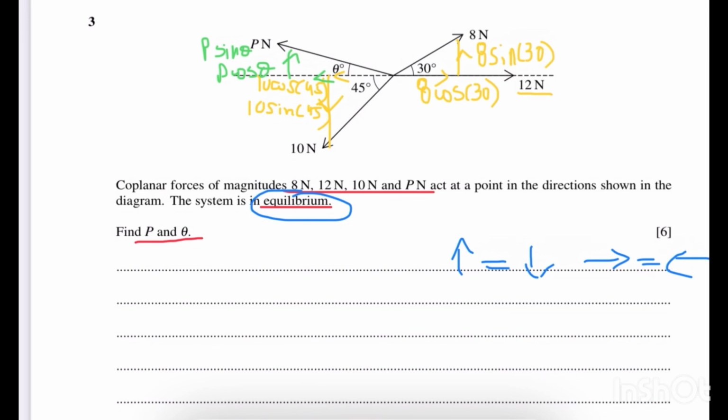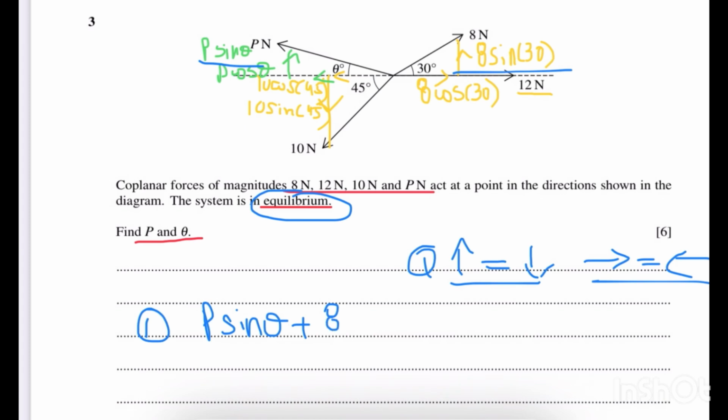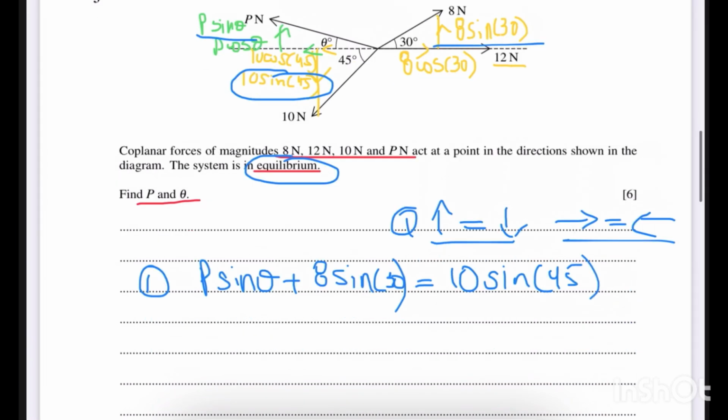So now let's write these forces in terms of these two conditions. As for the first one, we were talking about the vertical forces. So this p sin theta and 8 sin 30 are acting in the same direction. This will be p sin theta plus 8 sin 30. This must be equal to this downward component force of 10 sin 45. Only in this case will the system be in equilibrium vertically.